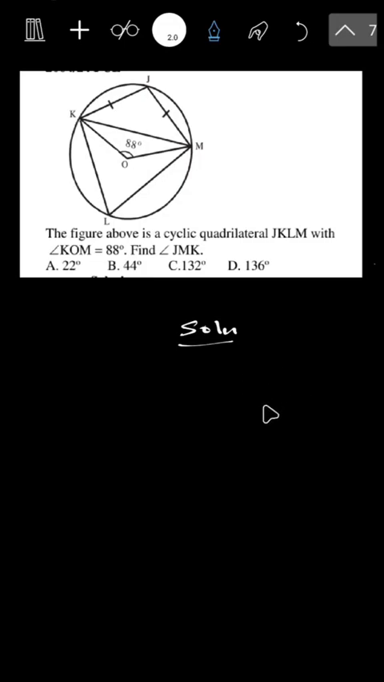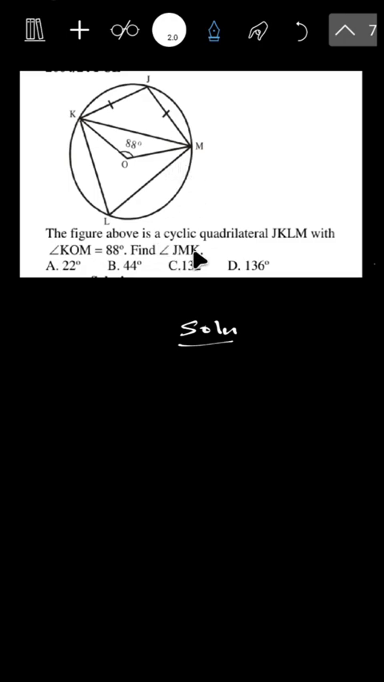Hello guys, in a very quick one, let me show you the step-by-step to solve this JAMB mathematics question. If you look at this question, let's start very well. This is the diagram. The figure is a cyclic quadrilateral JKML with the angle KOM equal to 88 degrees. We're told to find the angle JMK.